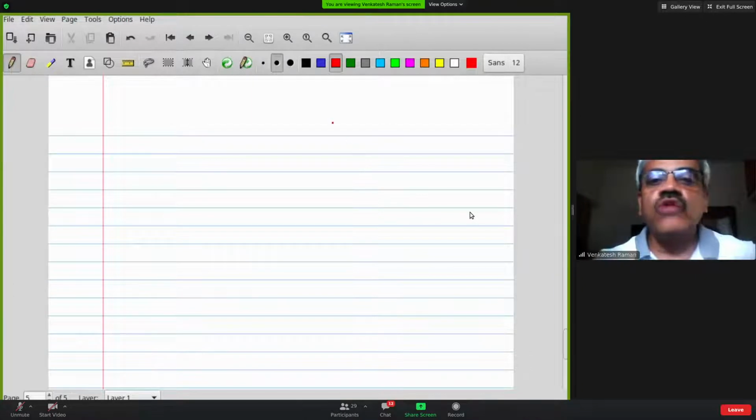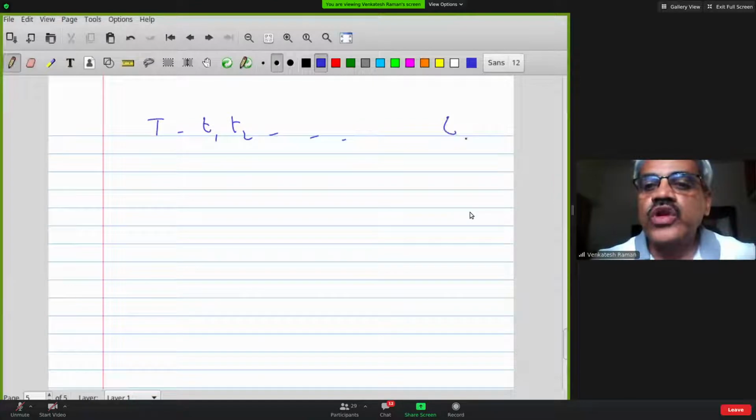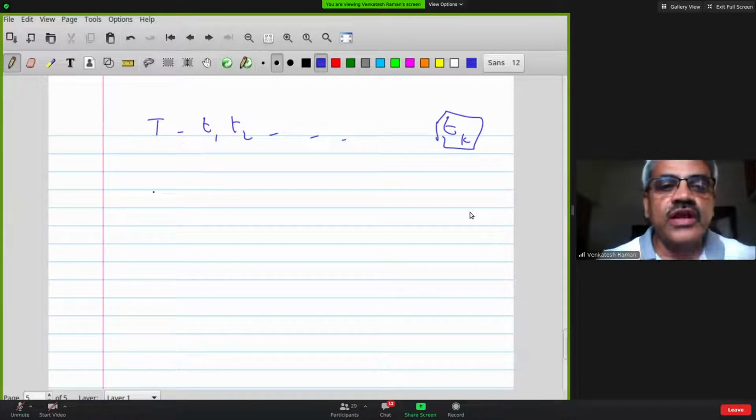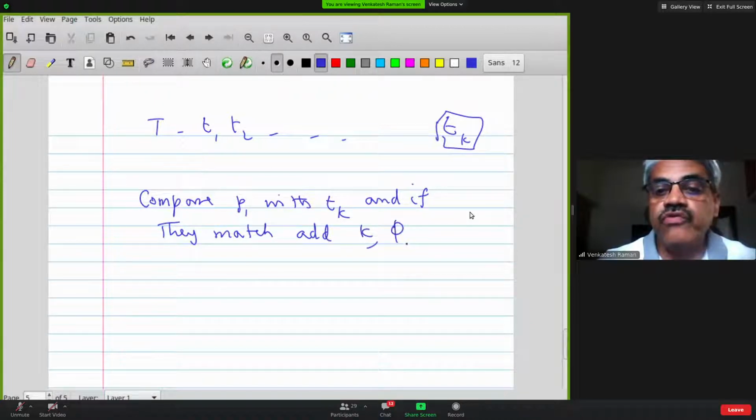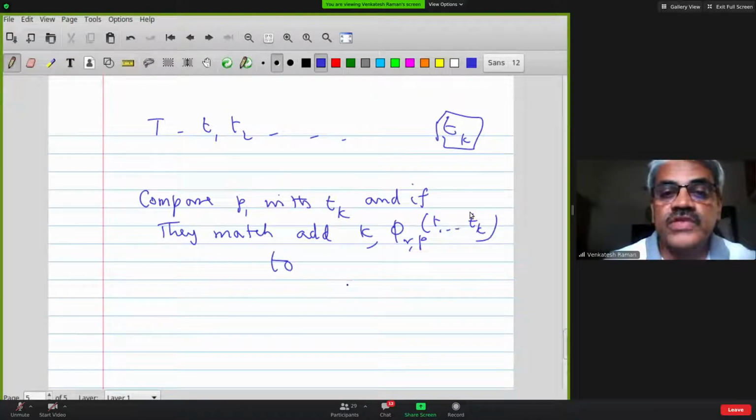Okay. So now I have my text T, T1, T2, and so on, and suddenly a new text is coming. So what are the things I need to do, right? Compare P1 with PK, and if they match, add K and the fingerprint of P1 to TK. To what? Can somebody tell me? I have to add it to which level?